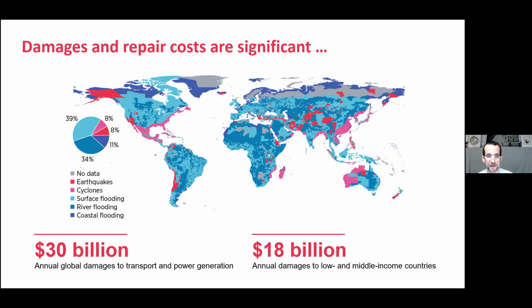And our work suggested that every year the world pays $30 billion in repairing infrastructure assets, 18 billion in low and middle income countries. And what you see in the map is what matters the most. Globally, floods is the big problem, but depending on where you look, it's more like about cyclones or about earthquakes. So there is this difference across countries.